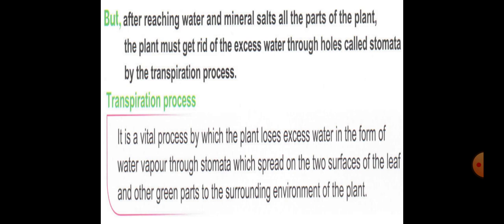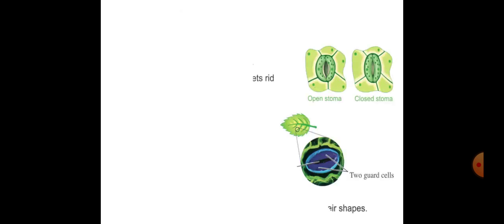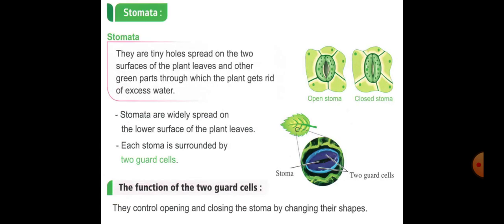Okay, so the stomata are spread on the two surfaces of the leaf. Let's talk in detail about the stomata. Stomata are tiny, very, very small holes, spread on the two surfaces of the plant leaves and other green parts, through which the plants get rid of the excess water. And stomata are more widely spread on the lower surface of the plant leaves than the upper surface.